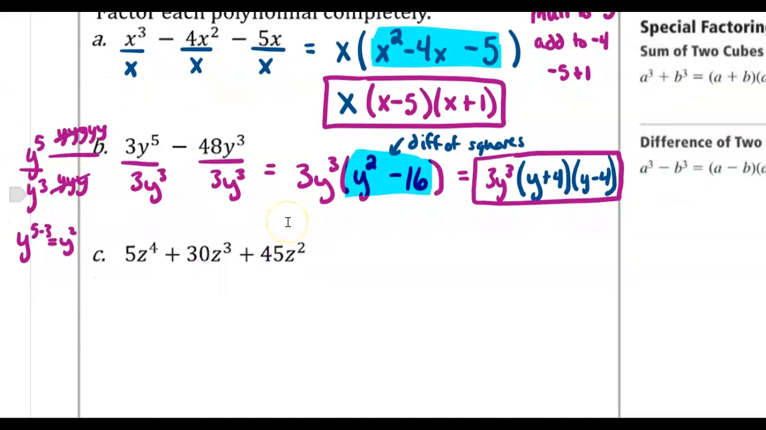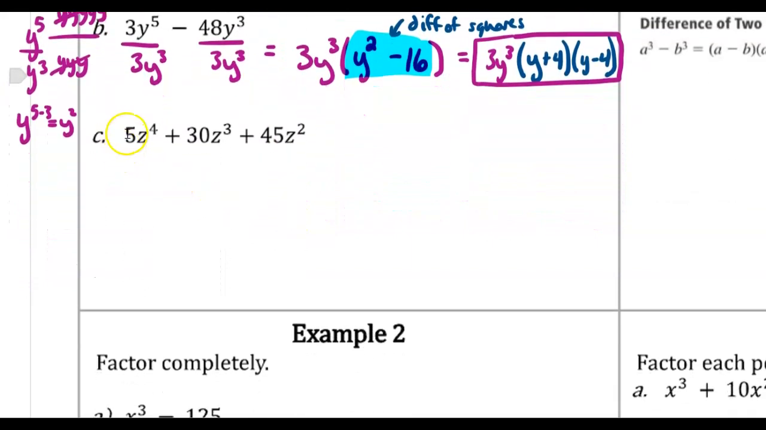Okay, let's take a look at C. So looking at this, I have z to the fourth, z cubed, and z squared. So I can pull a z squared out of everything. And then looking at the numbers, I have a 5, a 30, and a 45. All of those are divisible by 5. That's the GCF. So I'm going to pull out a 5z squared out of everything. So when I do that, you are factoring it out. So you're like undoing multiplications. You're kind of dividing it. It doesn't go away though. It ends up in front of the parentheses.